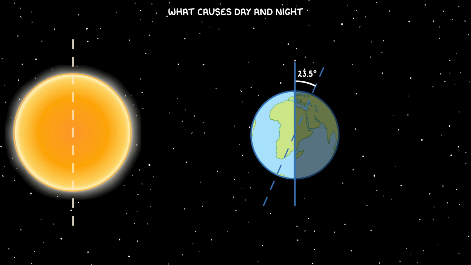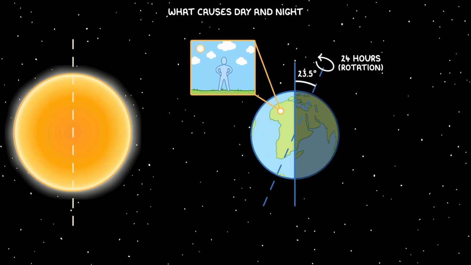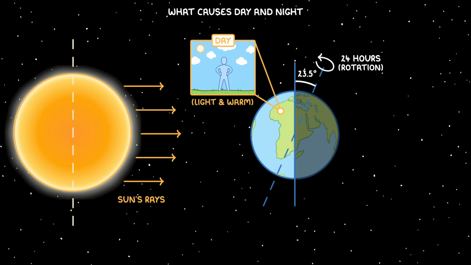The Earth spins around this axis once every 24 hours, and we call this spinning motion a rotation. So basically, it takes 24 hours for the Earth to make one full rotation. Because of this rotation, different parts of the Earth face the Sun at different times. For instance, if we're standing here on the Earth, because our part of the Earth is facing the Sun, it would be day for us. This is because the Sun's rays are shining over this side of the Earth, making it light and warm.